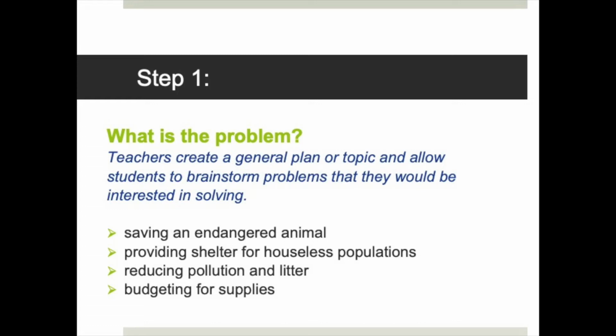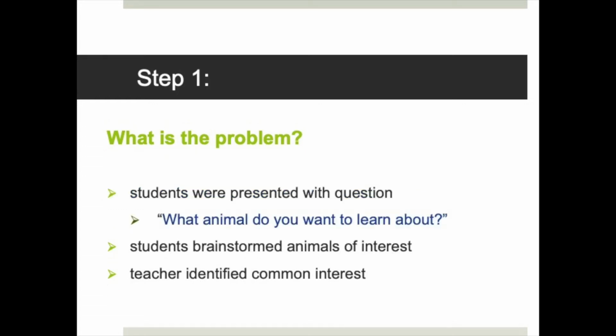How is the problem introduced to students in the article "At Home with Bats"? In "At Home with Bats," first grade students were presented with the question, "What animal do you want to learn about?" Students then brainstormed animals of interest, and the teacher identified that students knew little about bats and were interested in learning more about them.